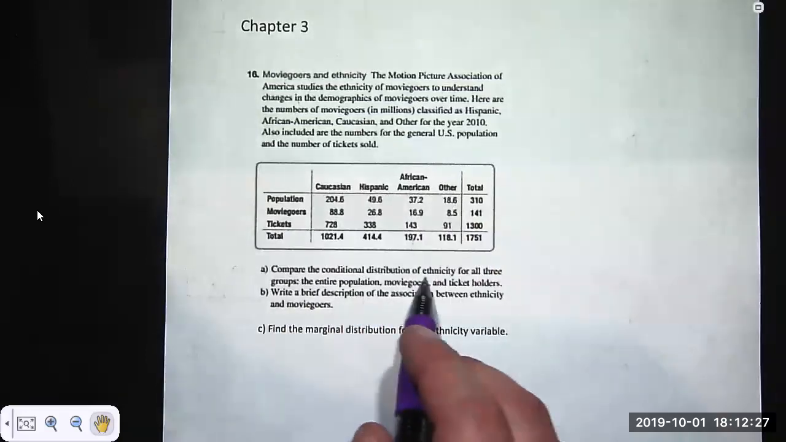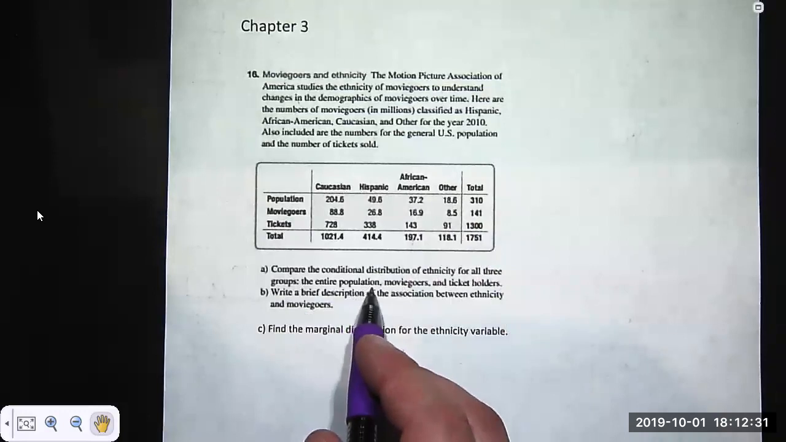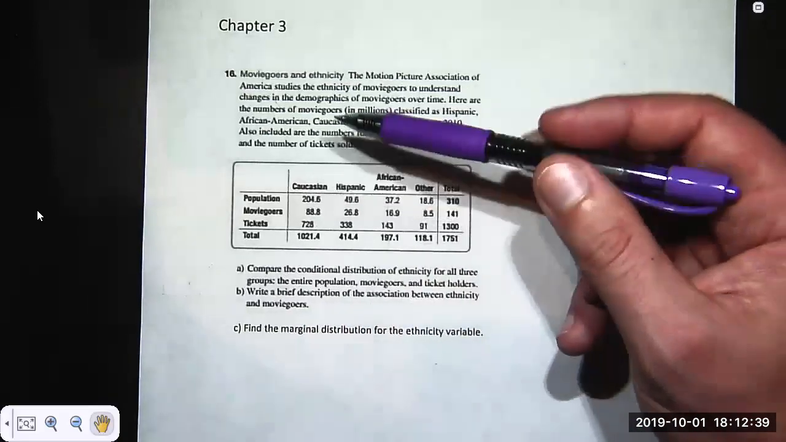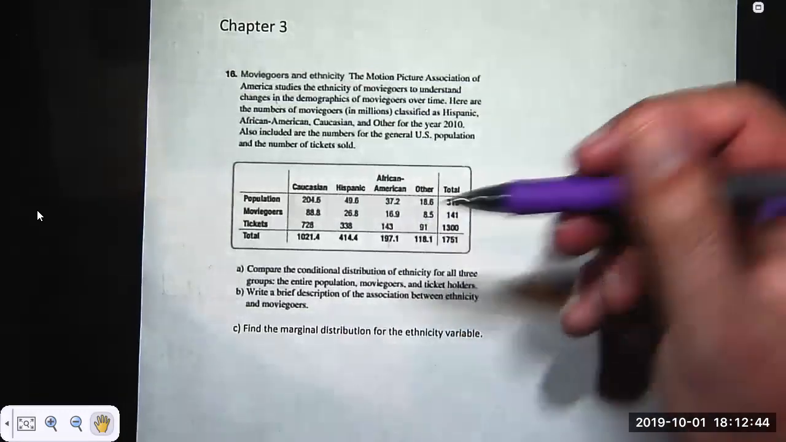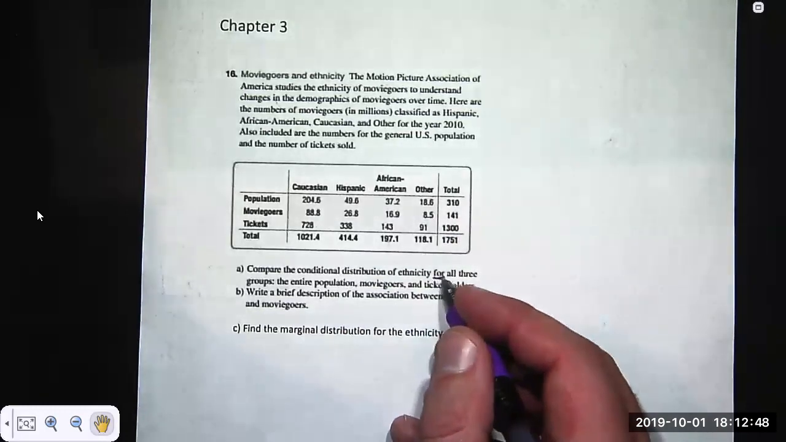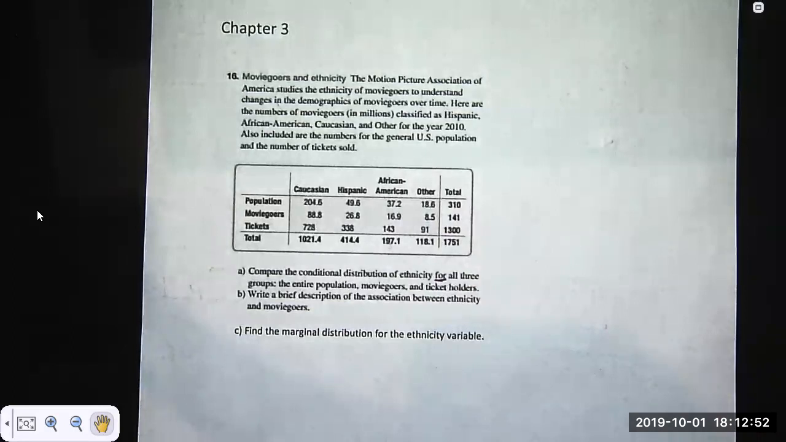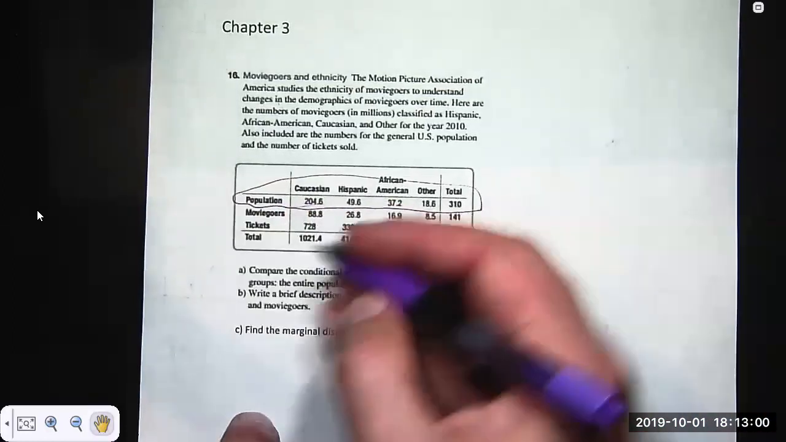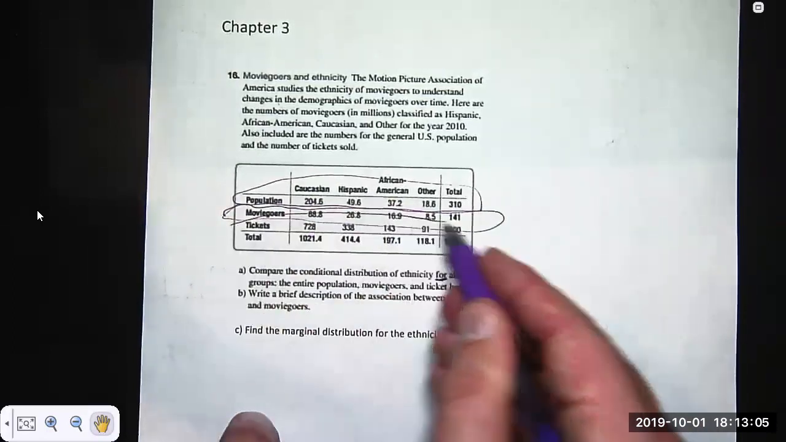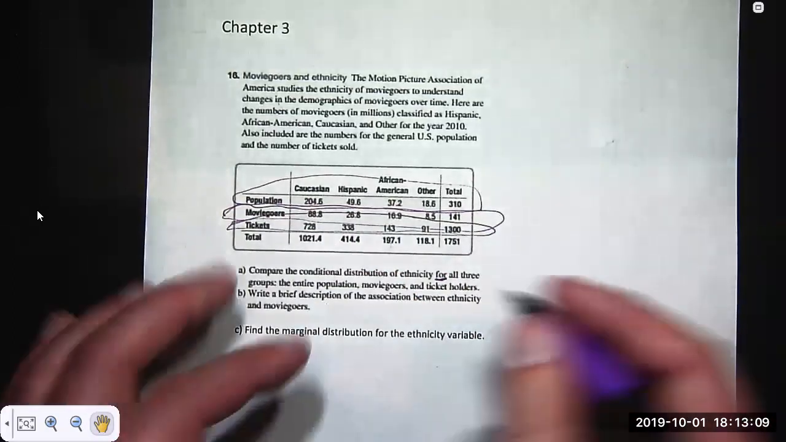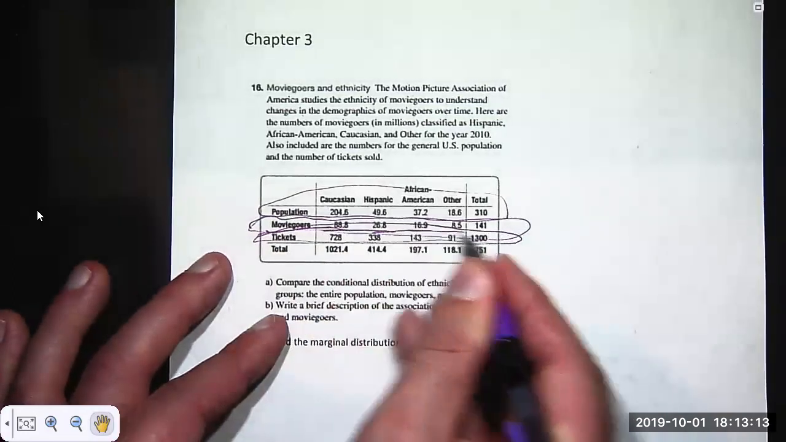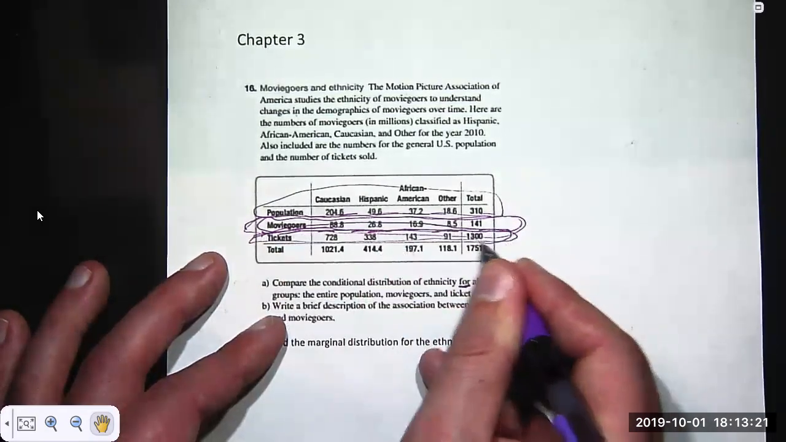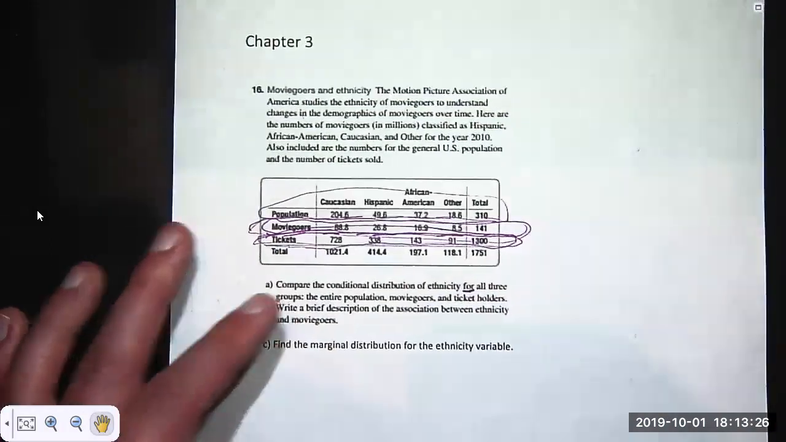So we want to compare the conditional distribution of ethnicity for all 3 groups: the entire population, moviegoers, and ticket holders. So this sounds to me like that is the condition, that you're in one group, or you're in another group, or you're in another group. So the conditions are going like that, like that, and like that. Okay, well, that's not very neat. I don't know if that made it easy to read or not. You get the idea here. We're working with the rows.